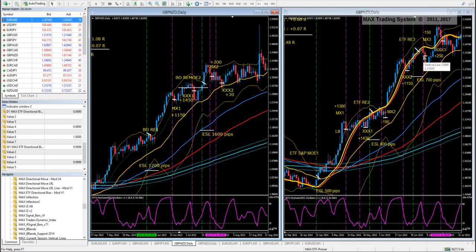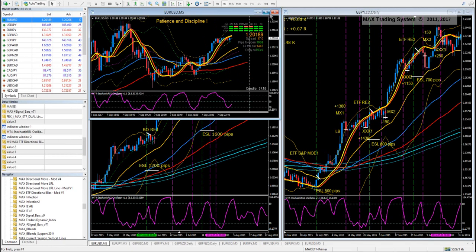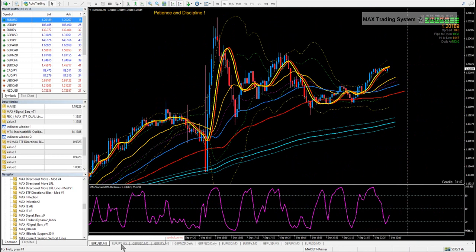Now let's come back to the Euro Aussie, and for that I will need to open a pair. I will go with the Euro US dollar here, and I will change the pair. I will take the Euro Aussie.